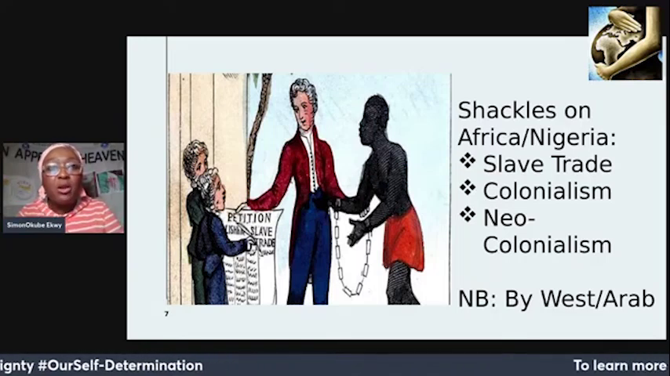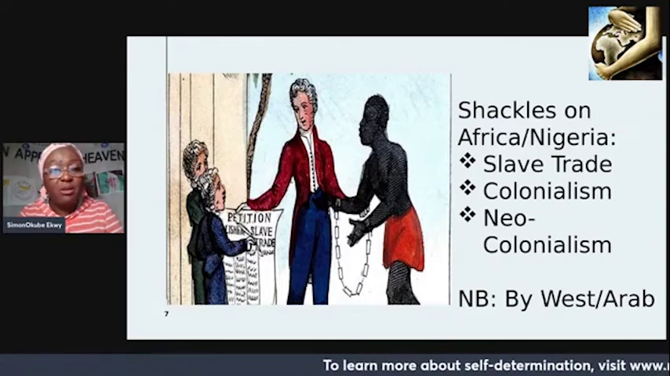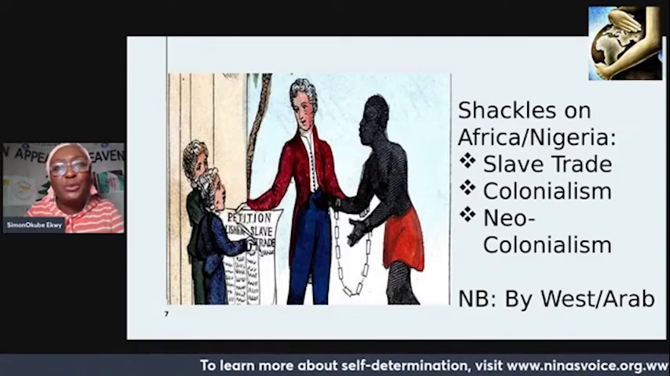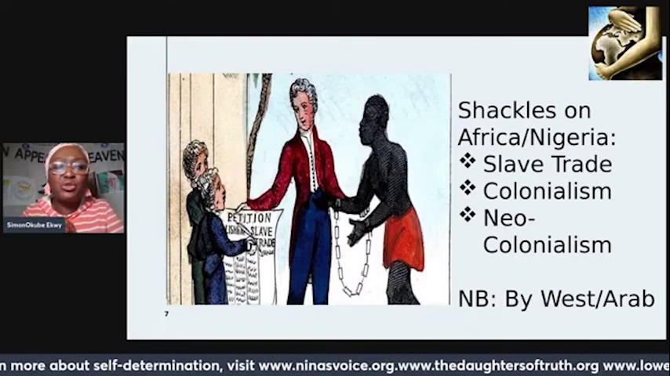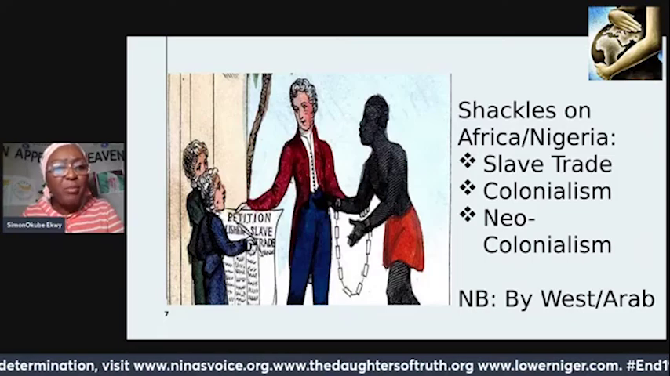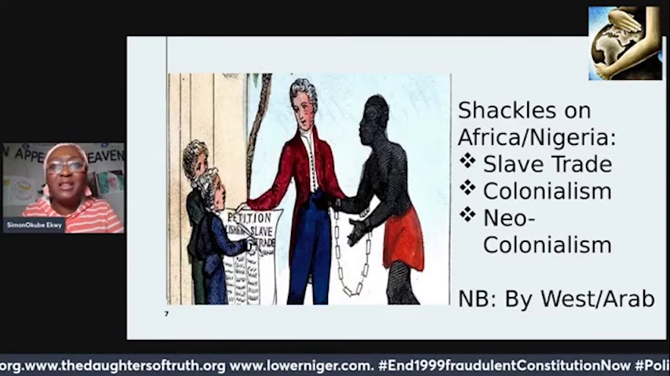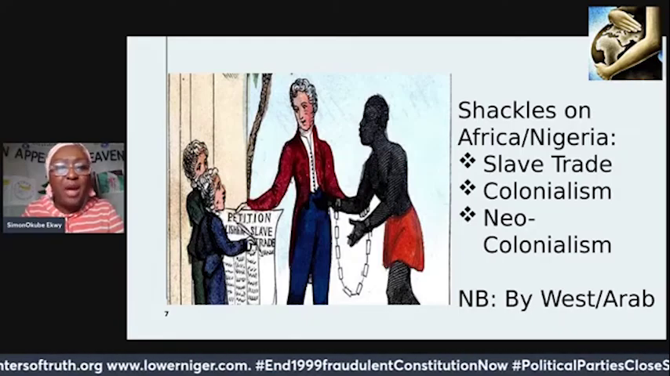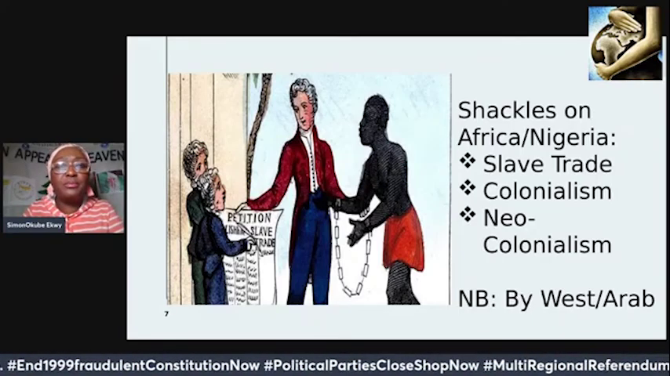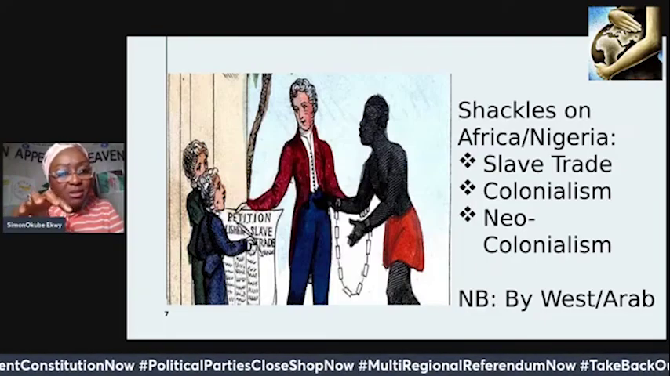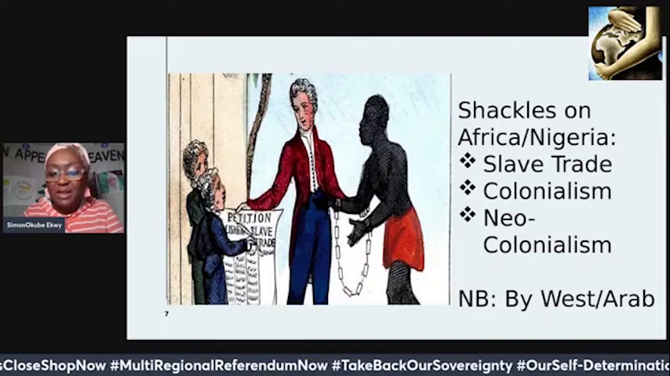Or are we talking about the Colonial Pact of France, the one that they imposed on the Francophone countries of West and Central Africa? It is the same constitution we are talking about. Or we are talking about Decree number 24 of May 25, 1999, by which Abdul Salam Abubakar, the so-called 1999 constitution, imposed colonialism on Nigeria. It is the same thing we are talking about.